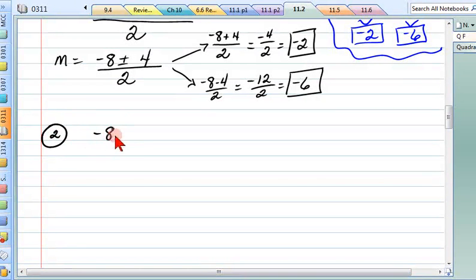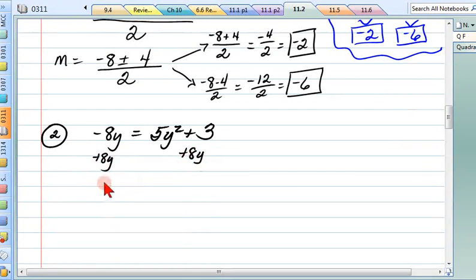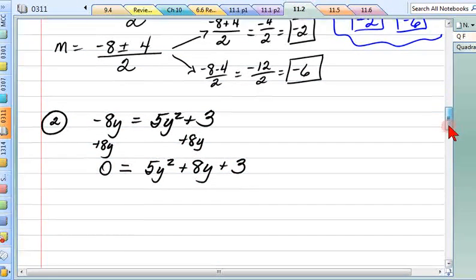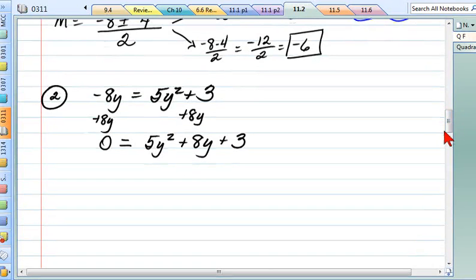It has negative 8y is equal to 5y squared plus 3. Now, is that in the format that the quadratic formula wants? Quadratic formula, like factoring, wants it equal to 0. So I think I will add 8y to both sides. That'll give me 0 is equal to, I have 5y squared. I don't have any other y's, so I'll just put plus 8y plus 3. I know that some of us don't really like having that 0 on the left-hand side, but it shouldn't matter too much. And turn the whole thing around if you want to.